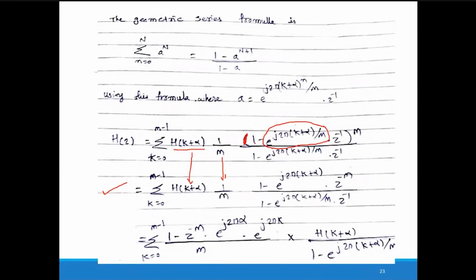Yeah, this is my typo error, you can say. Here you can write this bracket over here. Raised to n. Okay, now I got it.